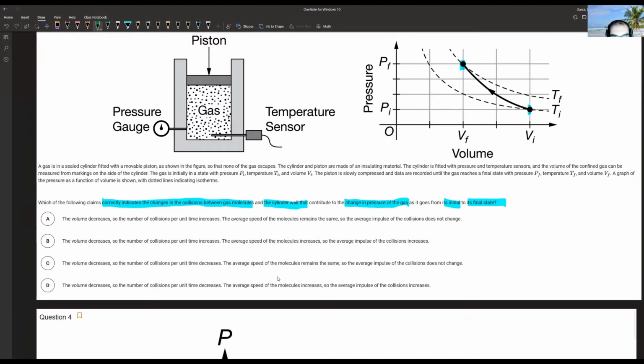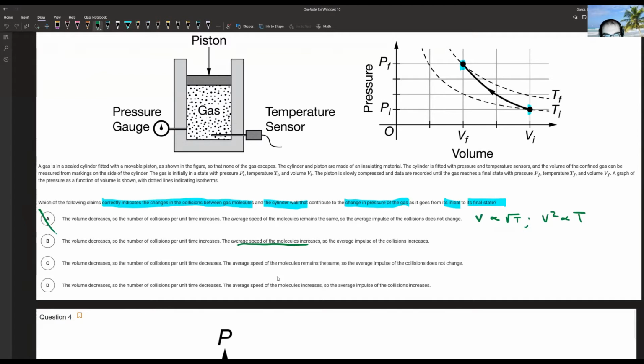The average speed of the molecules remains the same, so the average impulse of the collisions does not change. Well, if we remember, the speed of a gas is proportional to the square root of T, or what we could say is V squared is proportional to T. The kinetic energy of a gas particle is basically going to give us the effective temperature. All these particles together, their average kinetic energies will lead to the effective temperature. So not the case.